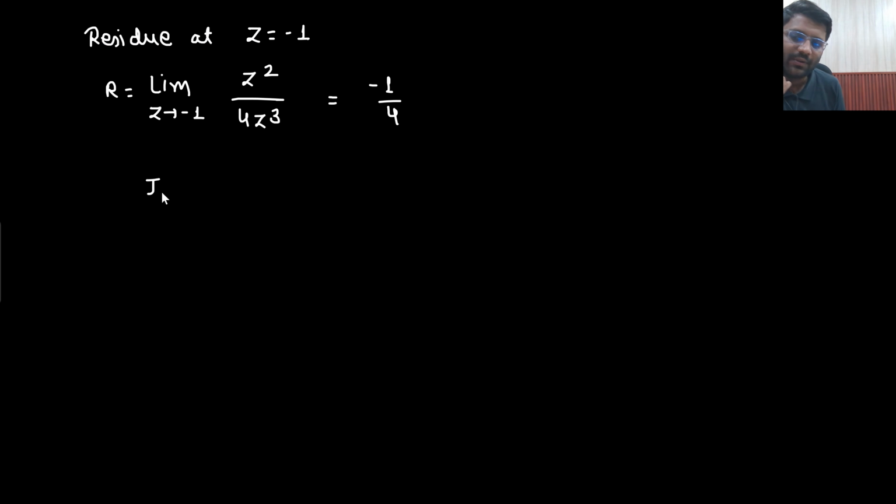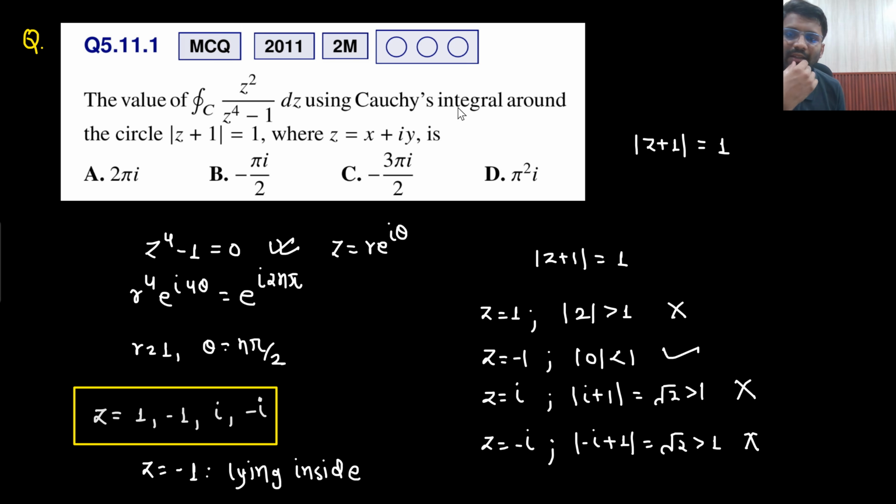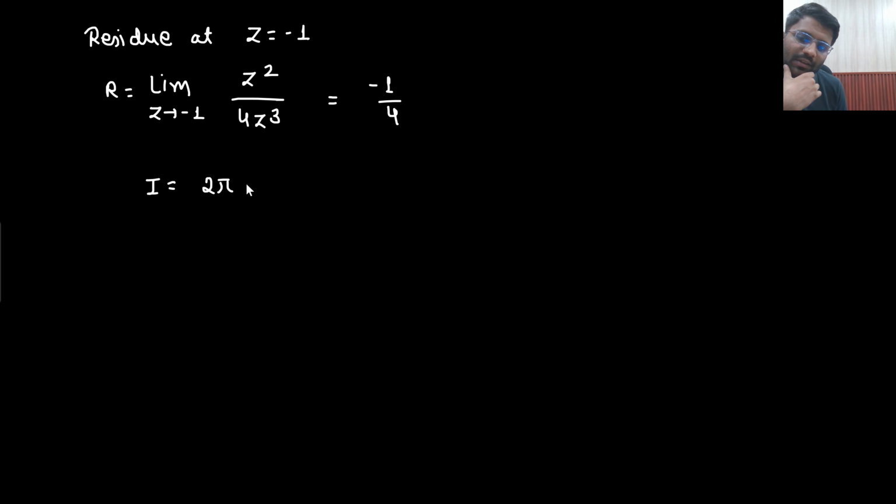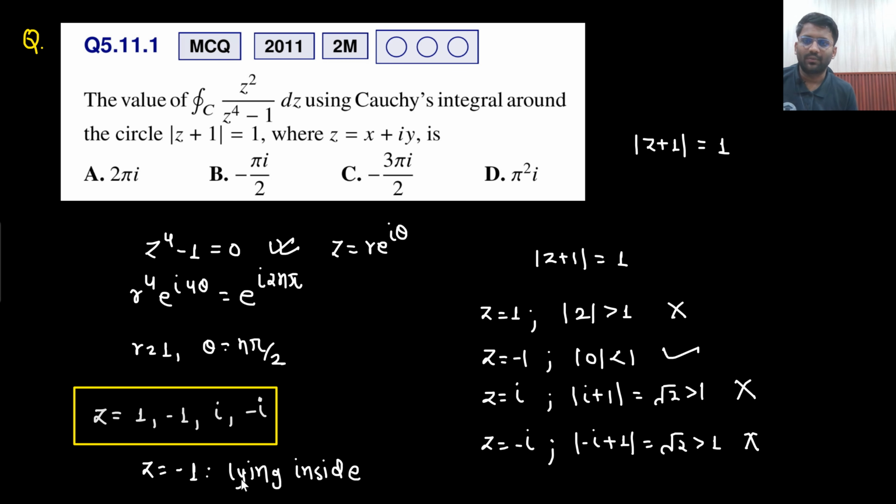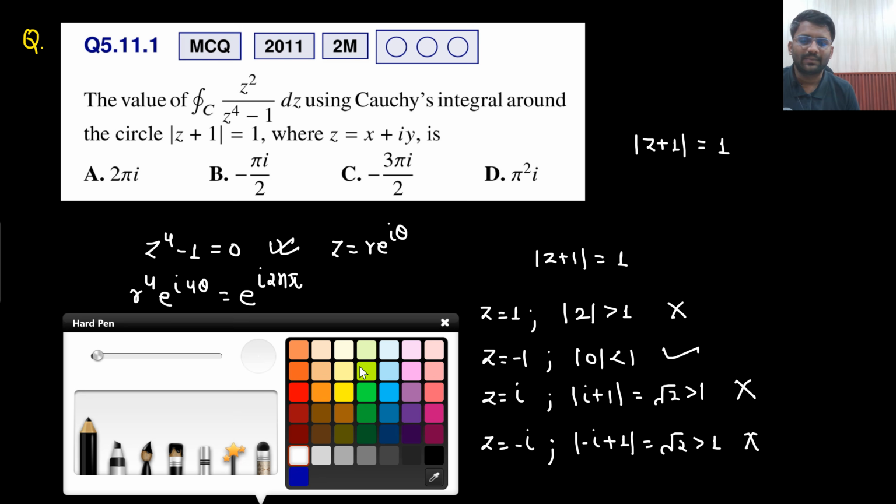So what is the integral value? See the encirclement. They did not give the encirclement. That means I will take it by default anti-clockwise. 2 pi iota times minus 1 by 4. What is the answer I am getting? Minus pi iota by 2. So minus pi iota by 2. Option B is correct. Very simple question.